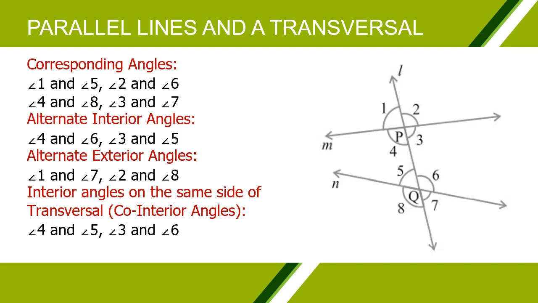Next is interior angles on the same side of the transversal, also known as co-interior angles. The pair of angles on one side of the transversal but inside the two lines are called co-interior angles. In our figure, angle 4 and angle 5, and angle 3 and angle 6 are called co-interior angles.